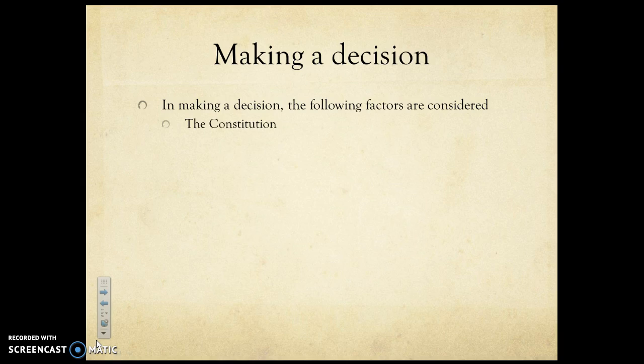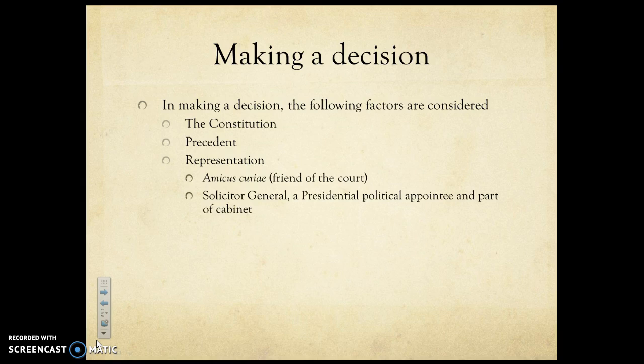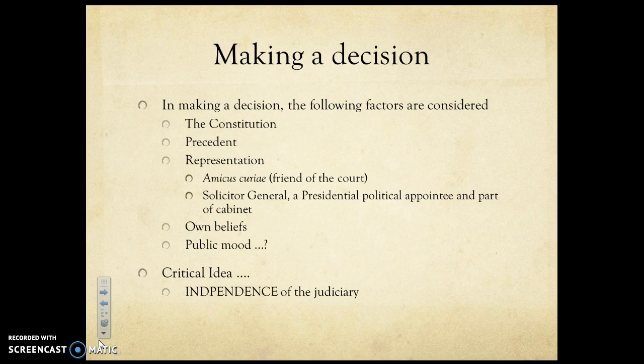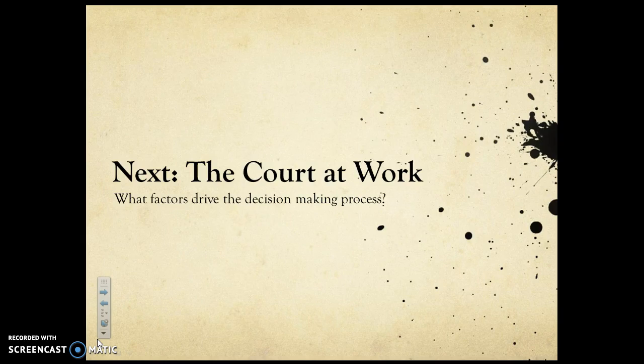And in making a decision, the following things are considered: Constitution, precedent, representation, that's your amicus curiae. The Solicitor General may make an appearance. The judge's own beliefs are going to be relevant. Public mood may very well be relevant. But the critical idea here is the independence of the judiciary. Nobody can interfere with the process of decision making. There's enough of a mess going on there already. The judges have to make up their own mind, but they will take all of these various factors into account. However, once that decision is made, there are no comebacks and no returns.